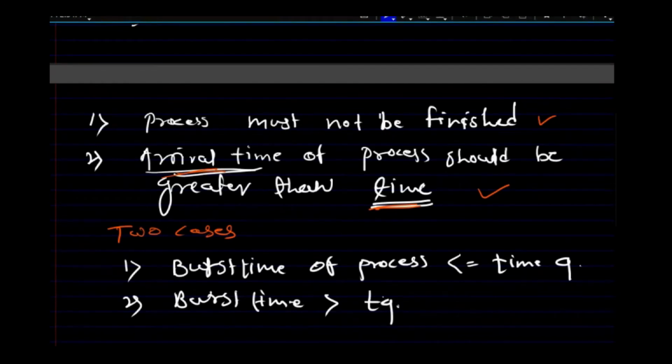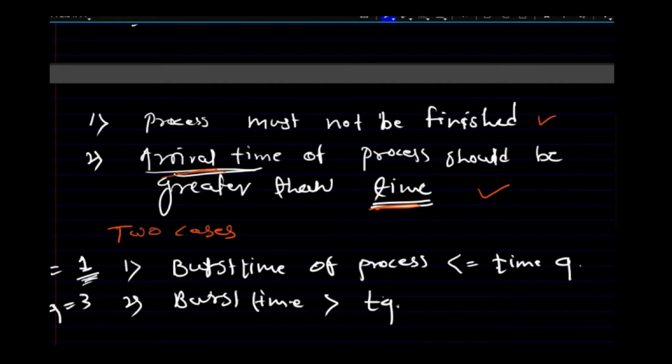For example, say process P1 has a remaining burst time of 1, and time quantum is equal to 3. So how much time should be given to process P1? Whether we should give a time of 3 or a time of 1? If process P1's remaining burst time is 1 and time quantum is 3, it should be given only 1 unit of time, exactly. So that's why this is the first case.